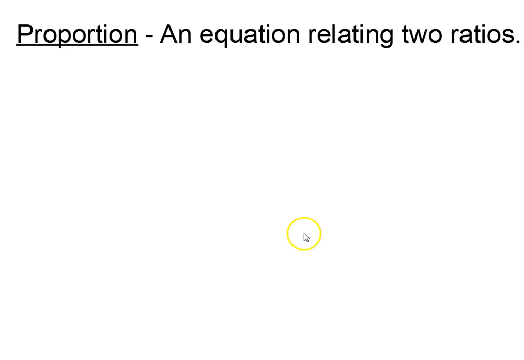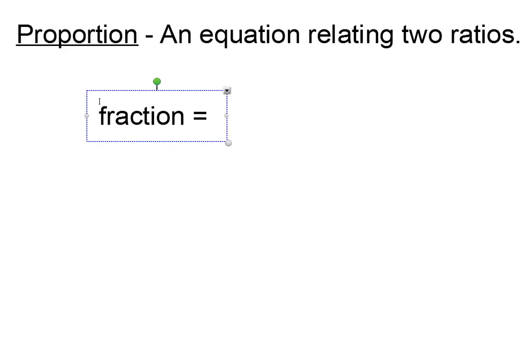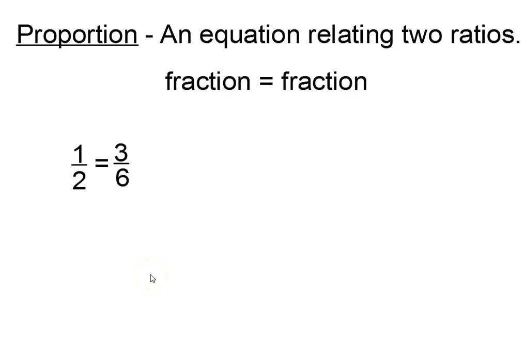The next thing is a proportion. A proportion is just an equation relating two ratios. In other words, it will say fraction equals fraction. Okay, an example of a proportion would be something as simple as 1 over 2 equals 3 over 6.